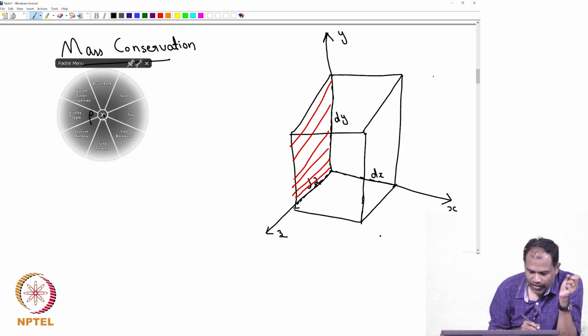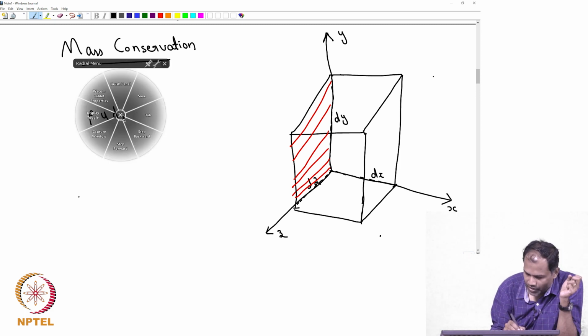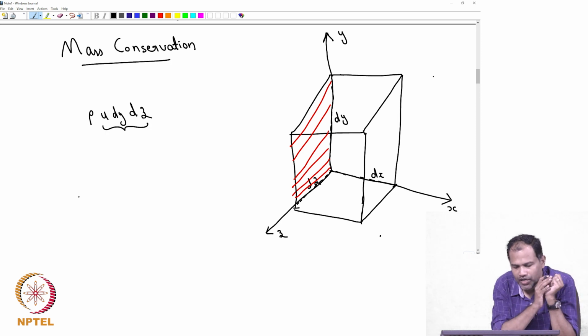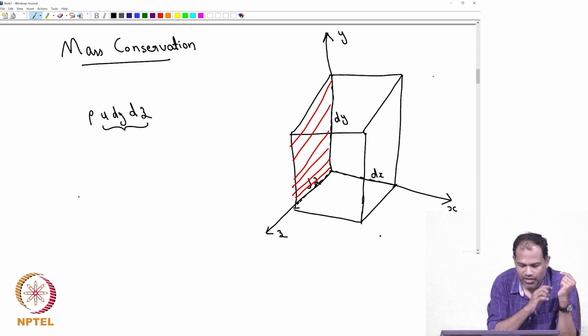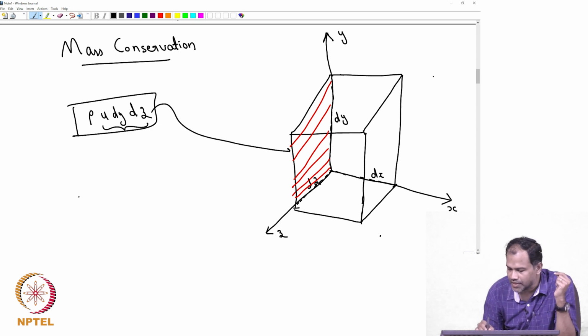So, the volumetric flow rate is going to be u times dy dz. Here u is the velocity that is perpendicular to the plate, velocity times area, where dy dz is a small area. u dy dz gives you the flow rate, multiplied by density gives you the mass flow rate. So, this is the mass that is going to be entering from this side.